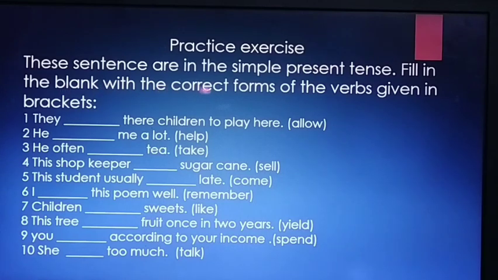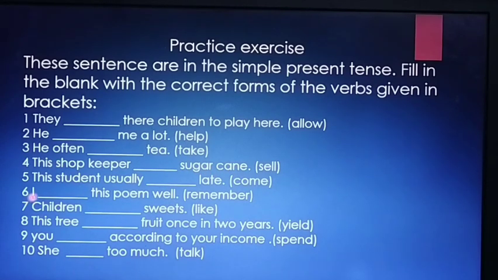Fill in the blank with the correct forms of the verbs given in brackets. They allow their children to play here. Now they is plural, so it will take the same verb, allow. He helps me a lot. He here is singular, so it will take s beside the verb. He often takes tea. He is also singular here, so it will take takes. So I, we, you, they will use simple first form, and with he, she, it or any singular noun will use s or es. This shopkeeper sells sugar cane.